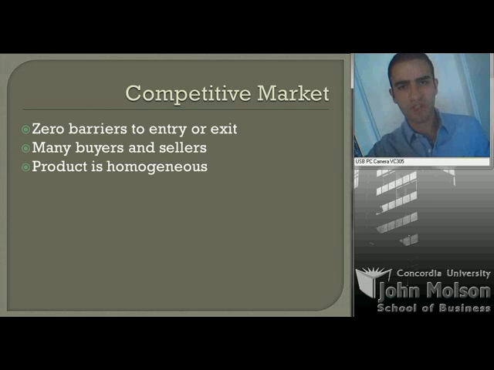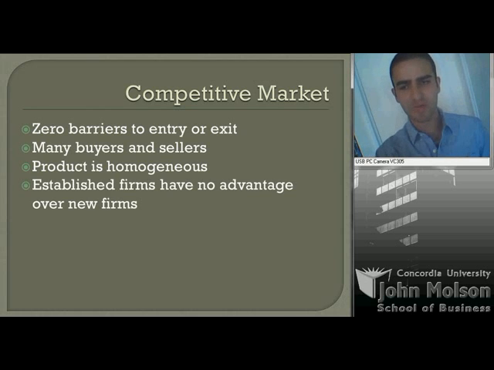The product is homogeneous, meaning no matter who produces it, it is virtually identical. This means that buyers are not going to care what firm they buy the product from. Established firms have no advantage over new firms. This simply means that new firms are going to find it easier to get into the market. And it is also assumed that everybody has perfect information as to what is going on in the market. Everybody knows, whether it be buyers or sellers, about the price, about the quantity. They know everything about everything that is going on in the market.